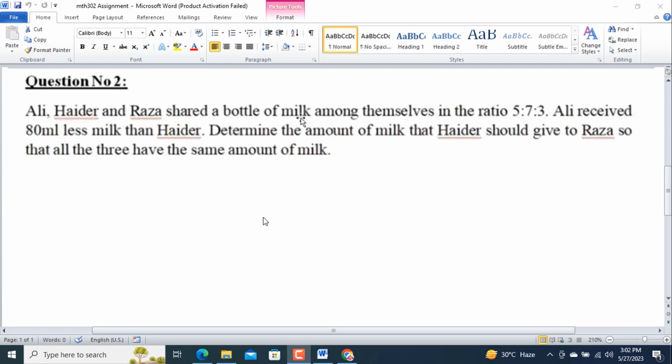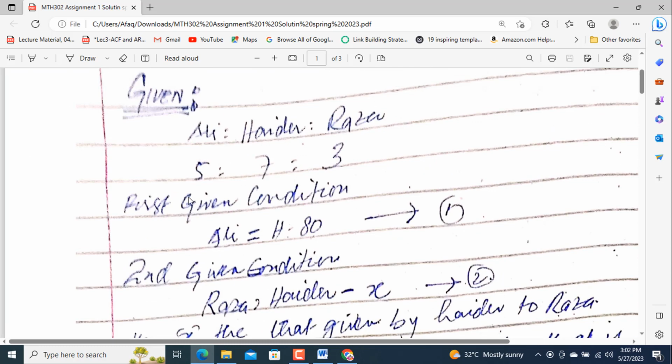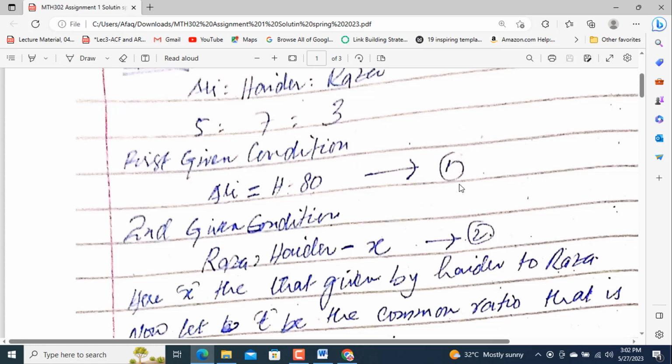So let's move to the solution. Before discussing the solution, I will share that I will solve this question by two methods. So let's see the solution. The given information is: Ali, Haider, Raza in the ratio 5:7:3. The first given condition is that Ali has 80 milliliters less than Haider. H stands for Haider, so I label it as equation 1.